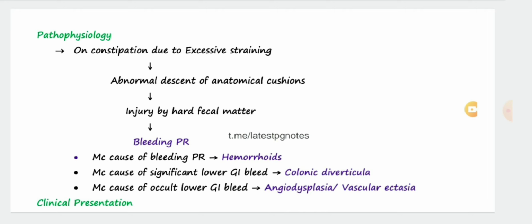Now another one-liner. The most common cause of occult lower GI bleed is angiodysplasia or vascular ectasia. These are a few important one-liners for the NEET PG.